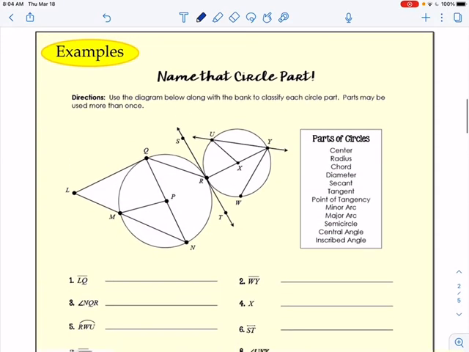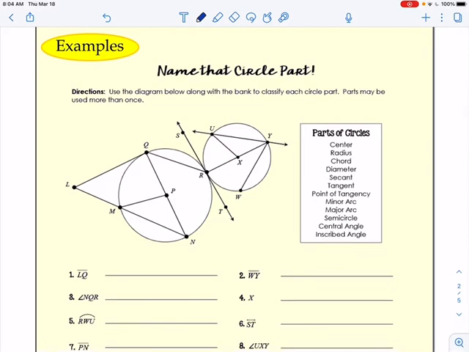So the first thing that we're going to do is just name those parts of those circles. And again, if you want to try to pause it and name it before you come back and see my answers, that might be a good thing to do to try this on your own. But literally all we're going to do is use those vocabulary words from that first slide to answer these questions here. Okay, so it says use the diagram below along with the bank to classify each circle part. Parts may be used more than once.